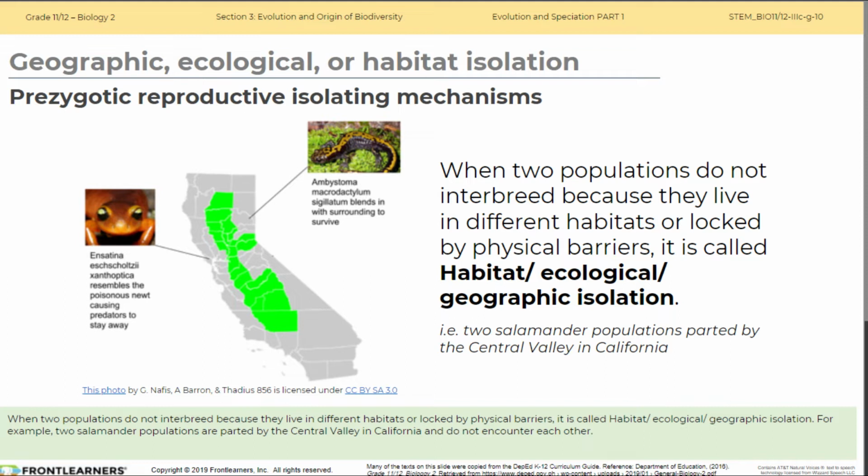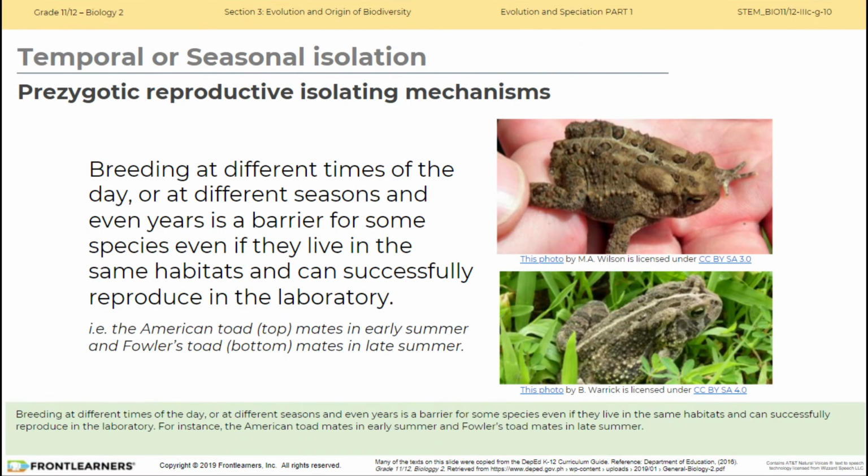Ang physical barrier, dagat, usual. Buti nga na-invent pa si barko at saka si airplane para mag-meet. Yan. So, pasakayin na lang natin sa salamander. Okay, let's now proceed to another, temporal or seasonal isolation.